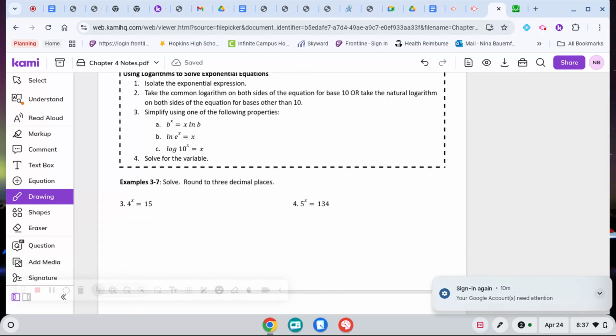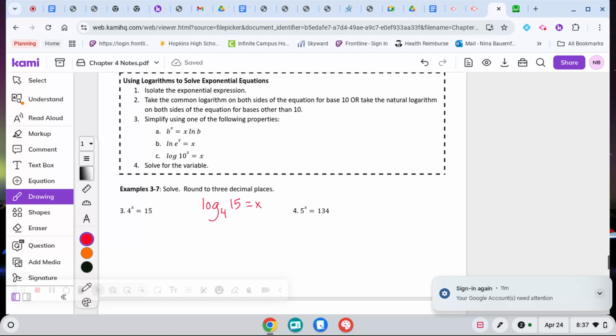So here in this first example, we have 4 to the power of x equals 15. Now, again, we have some tools. We learned to rewrite this in 4.2, I think it was. So we could rewrite this as log, and our base, the bottom, is 4, and then we flip the x and the 15. So we have log base 4 of 15 equals x. And now you could do the change of base formula and do log 15 divided by log 4 and get your answer. But this is just an alternative option.